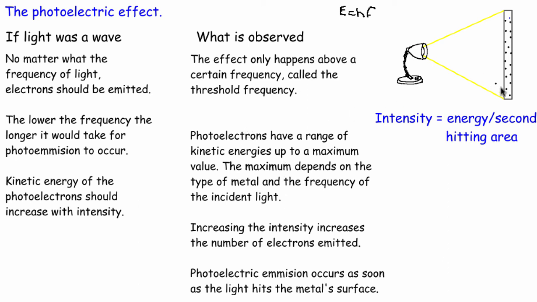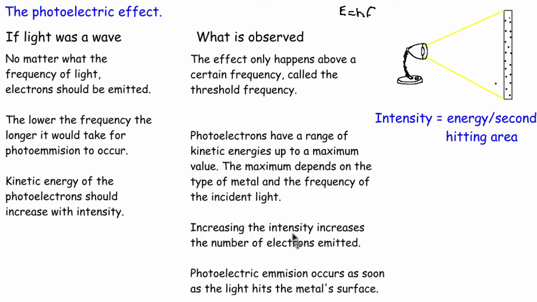They found that the photoelectrons, so these electrons here, when lots of electrons come out of here, have a range of kinetic energies. So they're all travelling at different speeds, but there's always a maximum value of the kinetic energy. And that depends upon the type of metal you've got and also the frequency of the light. So there's always a maximum kinetic energy.